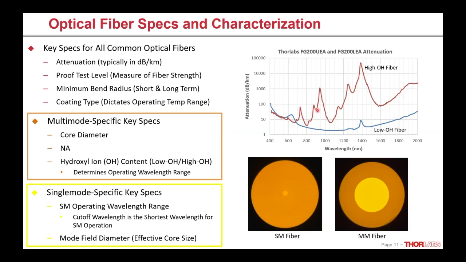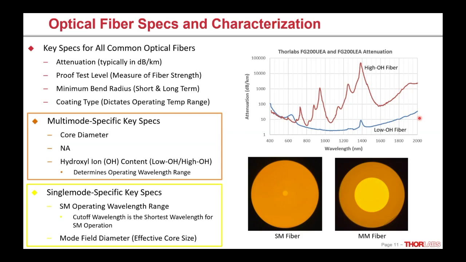As we see in the example here, this is an attenuation curve for a high OH fiber and a low OH fiber. As you can see, of course, the high OH fiber has more water absorption peaks, but there is an advantage, which is in the visible. It can have lower attenuation. The low OH fiber is the clear winner in the near IR. And so commonly multimode fibers are specified, high OH for visible, low OH for near IR.